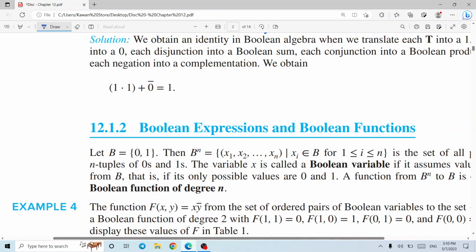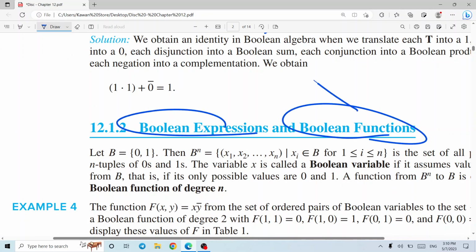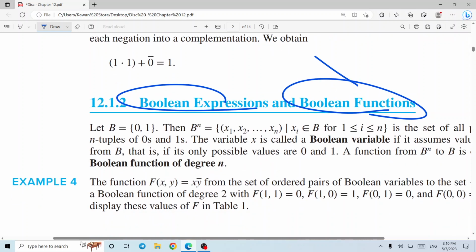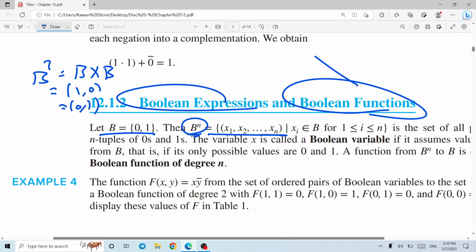Now we have Boolean expression and Boolean function. Boolean function is very important, especially for computer. We have a set B. What is contained in the Boolean set? We say 0 and 1, no more. And we have a function, maybe B^n. What do you mean by B^n? B^2 means B cross B. And you say, if I have a 1 and 2, I'll get what? 1, 0, like that, or 0, 1. Am I right? So how about n? We will get n-tuple members. Good.